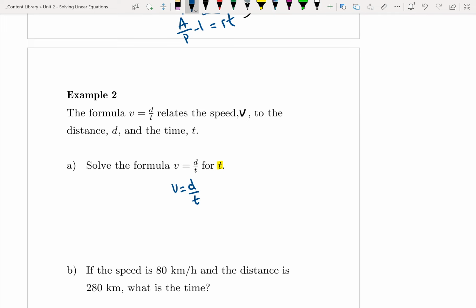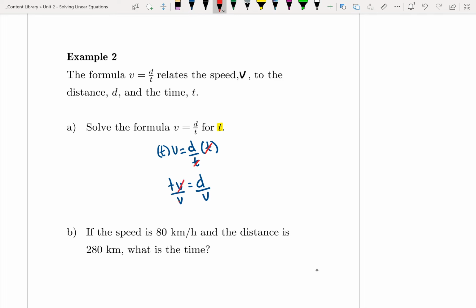If I want to get T by itself, T is on the bottom as a fraction. We don't like fractions, so we want to multiply everything by T. It'll cancel out on the one side. I'm left with TV equals D. I still want to get T by itself, so I need to divide everything by V.